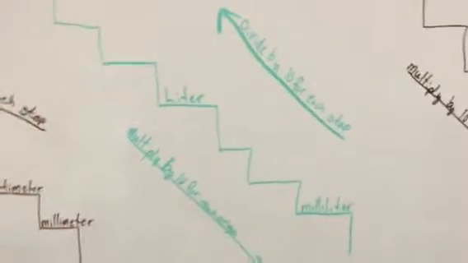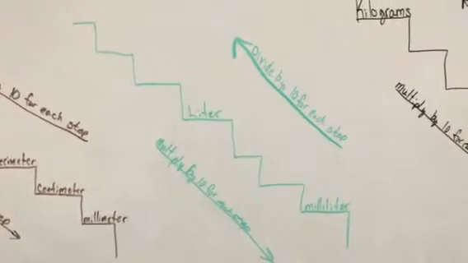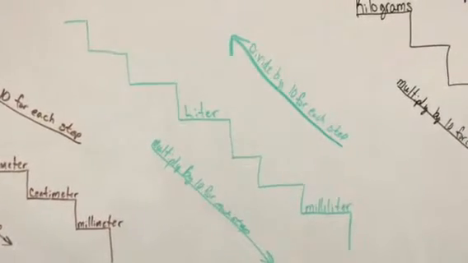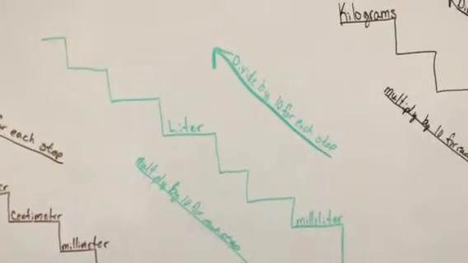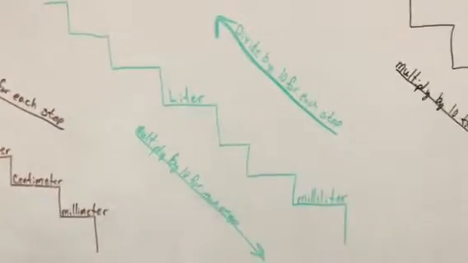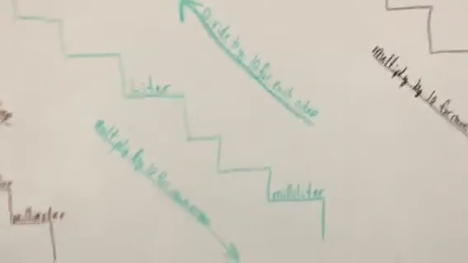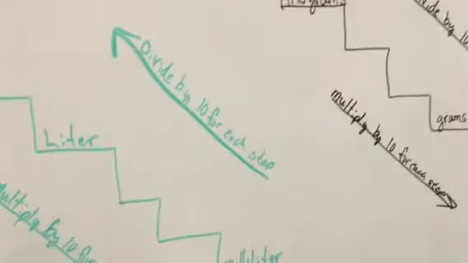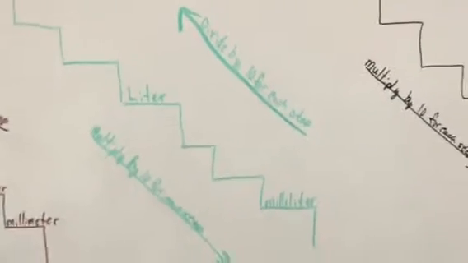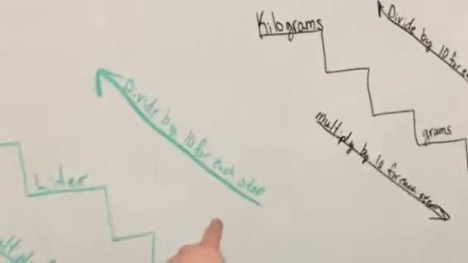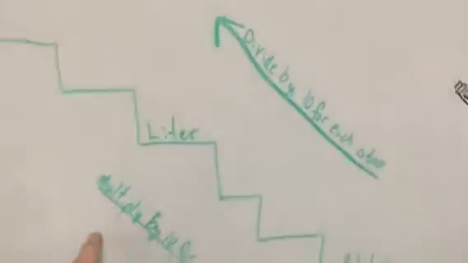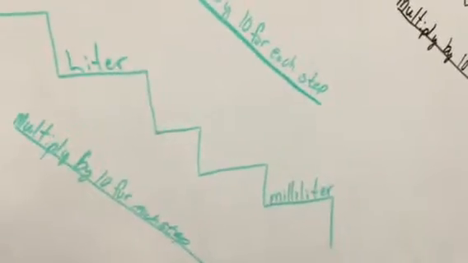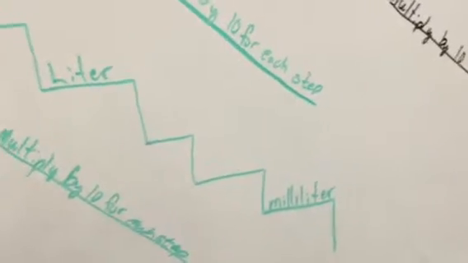Now capacity, the steps are all still there. It's the same. Remember those prefixes? Kilo, hecto, deca, deci, centi, and milli? They don't change from here to here. But what changes is what we're concerned about. We really only talk about liters and milliliters. So it's still the same. For every step we go this way, we're going to divide by 10 or take away a 0. For every step going this way, we're going to multiply by 10 or add a 0.